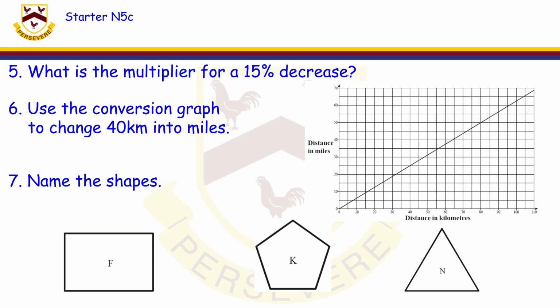Well, on question 5, what's the multiplier for a 15% decrease? So it's going down from 100. So 100%, take away 15%, leaves me with 85%. And 85% as a decimal is 0.85. So that's our multiplier.